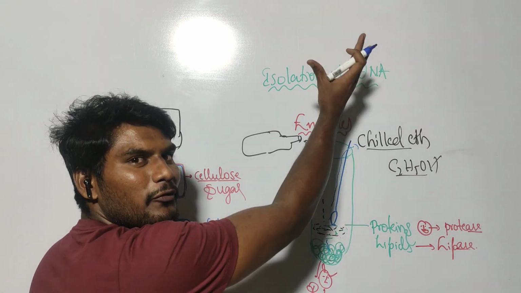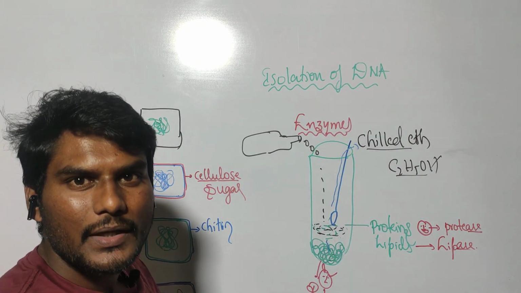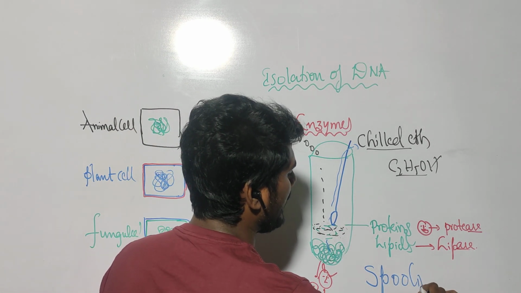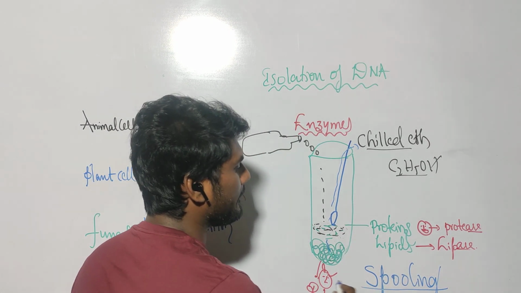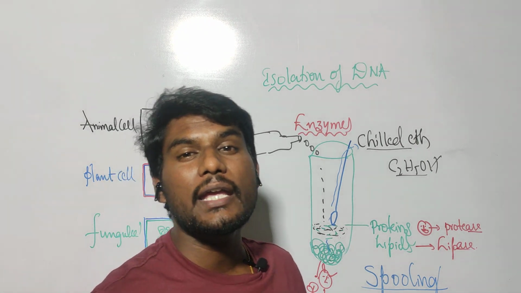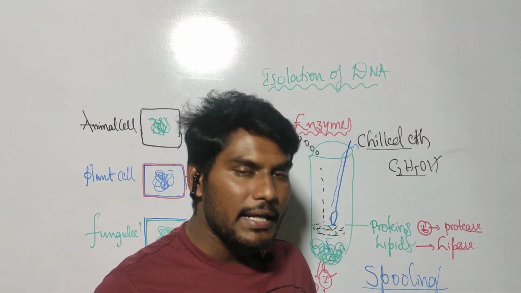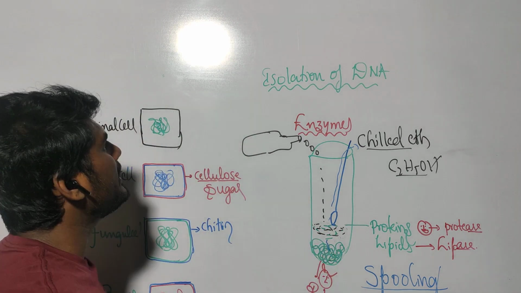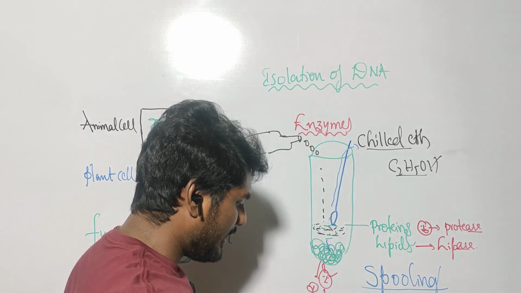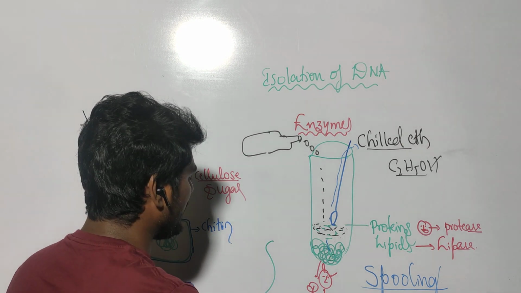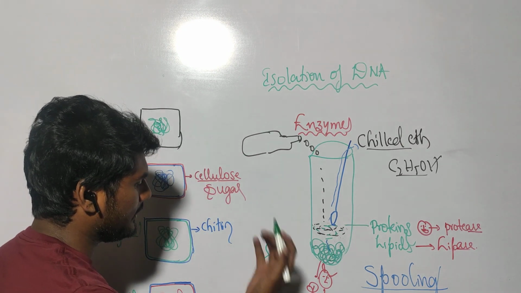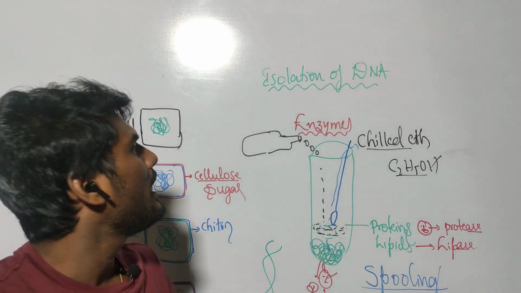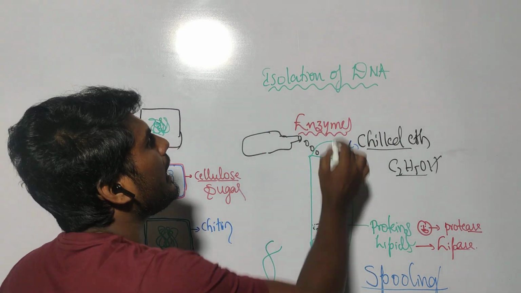This process of taking out DNA is called spooling, S-P-O-O-L-I-N-G. What is spooling? The process of taking out DNA is called spooling. So in this manner, we did isolation of DNA. Finally, I have taken the DNA out of the animal cell. Whose DNA have I taken?